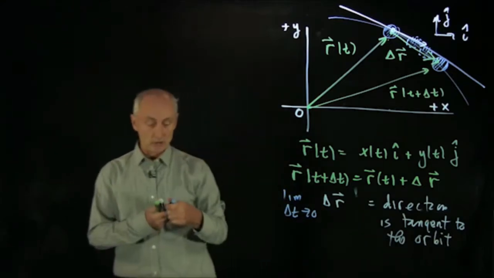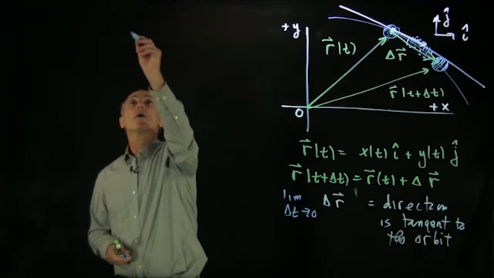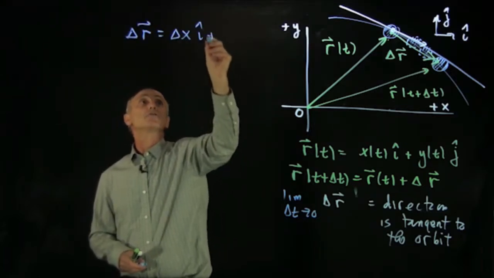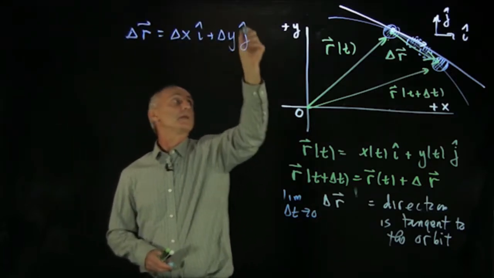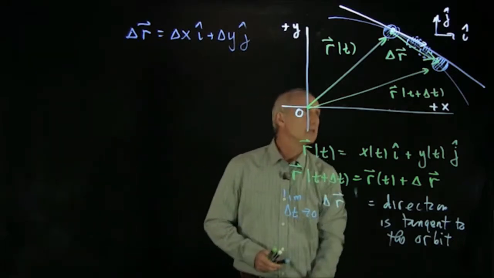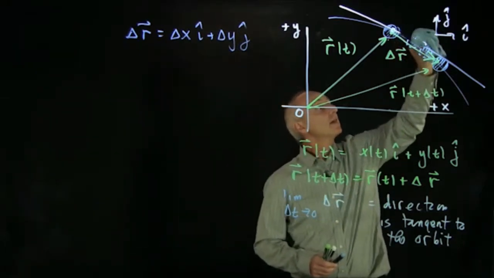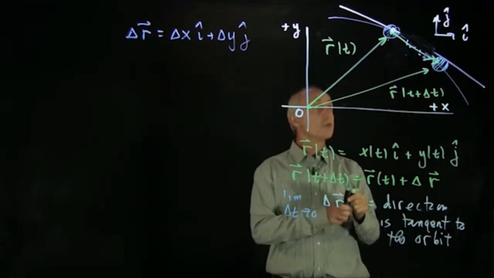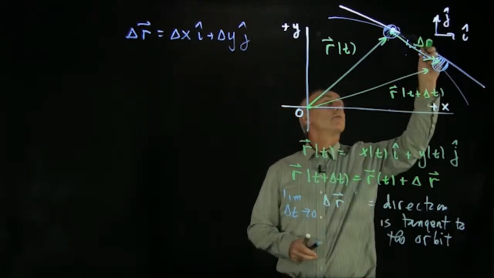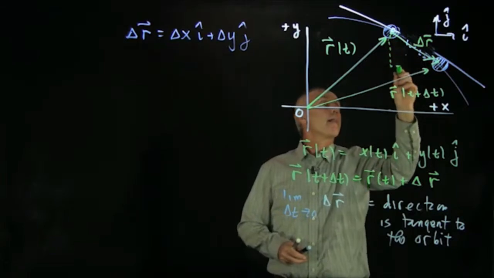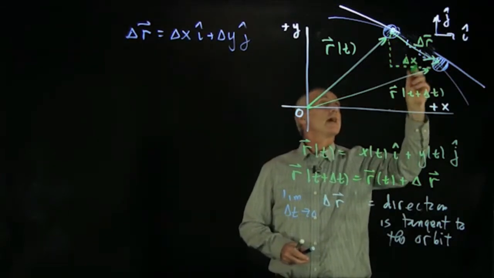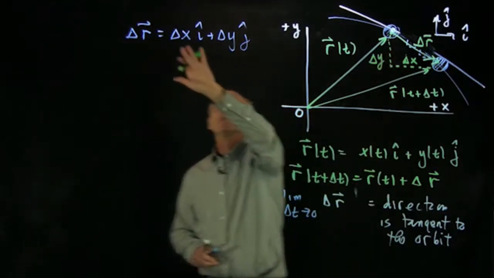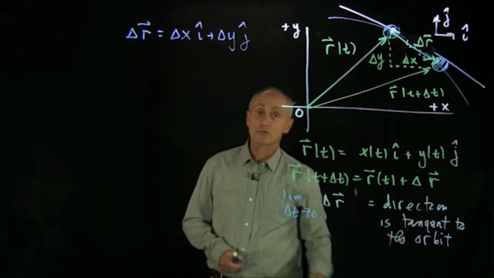Now, the second thing we wanted to express is if we write delta r as a displacement in the i hat direction and a displacement in the j hat direction. Again, maybe we can just clean this up a little bit and see what we mean by that. So here's our delta r. And we have a little delta x in this direction, delta y in that direction. Remember, delta x or delta y can be positive or negative.